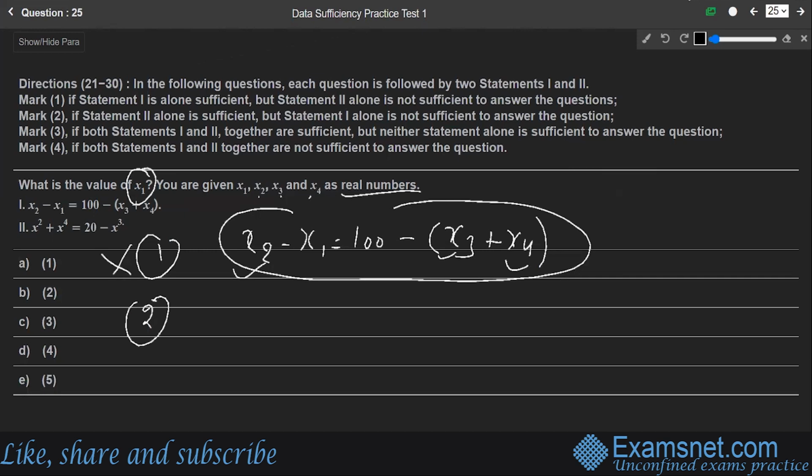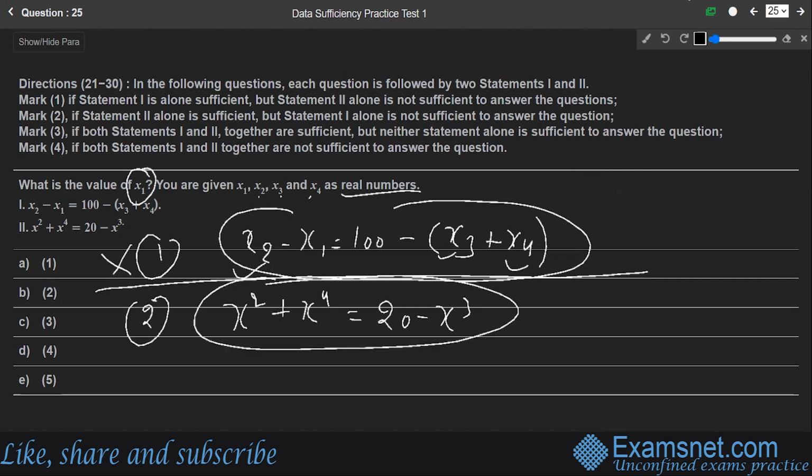If we see statement number 2 alone, what is happening? x square plus x to the power 4 is equal to 20 minus x cube. So here there is no mention of x1 or x2. So clearly this statement is not able to answer because x1 and x2 are not given. He is talking in terms of x, not x1 and x2. So this statement also is not sufficient.